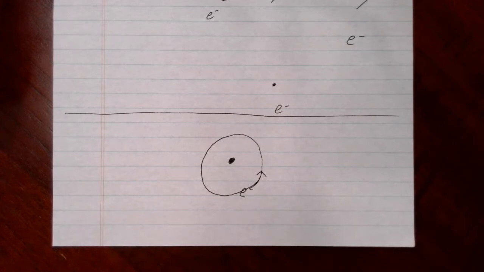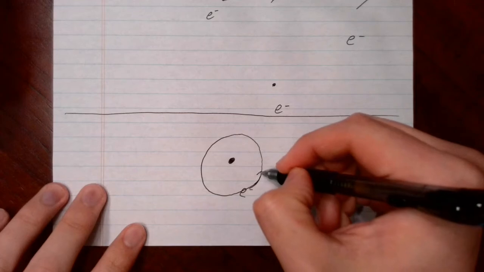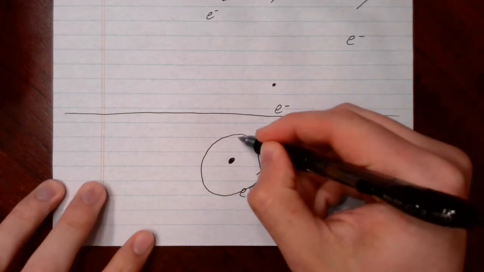So as the electric particle moves around, it has to lose energy. Okay, it can't maintain the same amount of energy forever if it's not being held in place by anything. If it's just randomly moving around this nucleus, it would slowly lose energy. So as it lost energy, it would be pulled in closer to the nucleus.